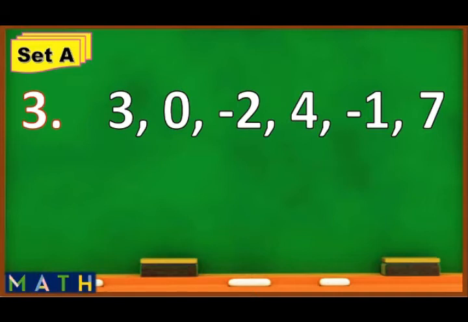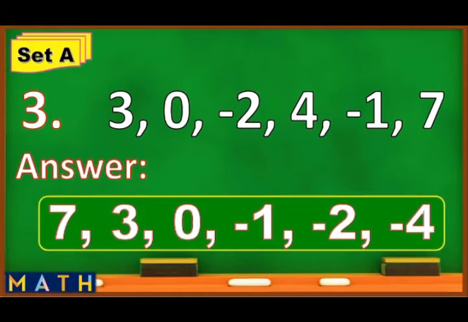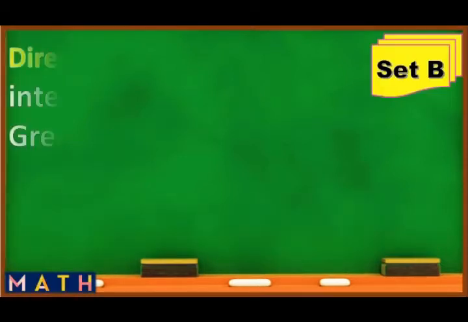For item number 3, the given integers are positive 3, 0, negative 2, positive 4, negative 1, and positive 7. What is the correct answer? The correct order of the integers is positive 7, positive 3, 0, negative 1, negative 2, and negative 4. Very good! Now, let's proceed to set B.